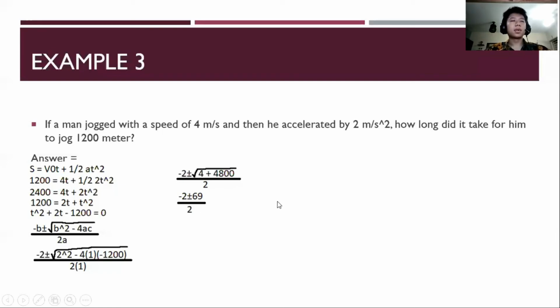Now, we're gonna be finding out which t we can use. So negative 2 plus 69 over 2 is gonna be the first one. Negative 2 plus 69, 67 over 2 equals 33.5 seconds. And then the second one, negative 2 minus 69 over 2 equals negative 71 over 2, which is gonna be negative 35.5 seconds. We're just gonna be using the positive one since there is no way the time taken is gonna be negative.